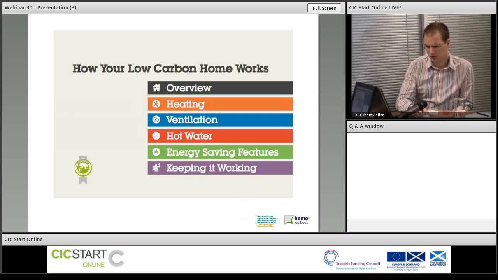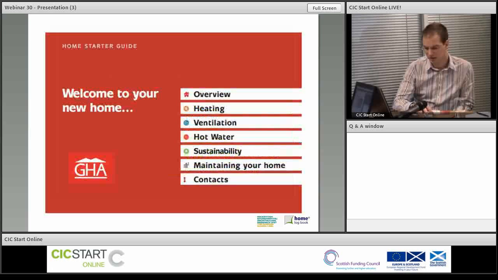I'll just go through the front pages. The important thing about the front page is that it's also got the contents on it, and that shows some subtle differences. This is the original Scottish Government guidance: heating, ventilation, hot water, energy saving features, and keeping it working. We modified these slightly for both the GHA and for Ogilvy in different ways.